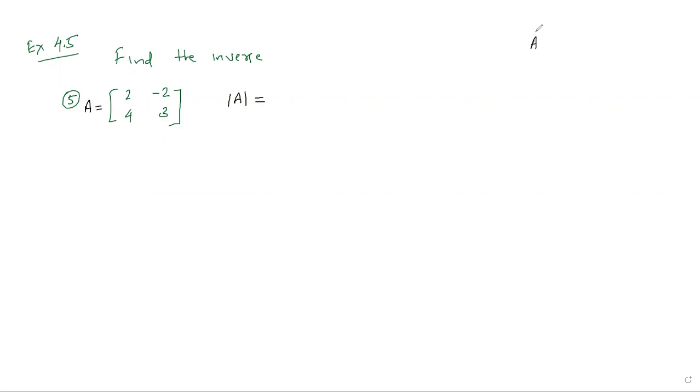We will explain with a simple example. We are doing exercise 4.5. It says, find the inverse of the matrix 2, minus 2, 4, 3. If you want, you can call this A, whatever it is. First, to find the inverse, you have to check its determinant. If it is equal to 0, then the inverse does not exist. The formula for inverse is A inverse is equal to 1 by determinant of A into adjoint of A. Determinant of A is a number, so if that number is 0, 1 by 0 is not defined, so there won't be any inverse.